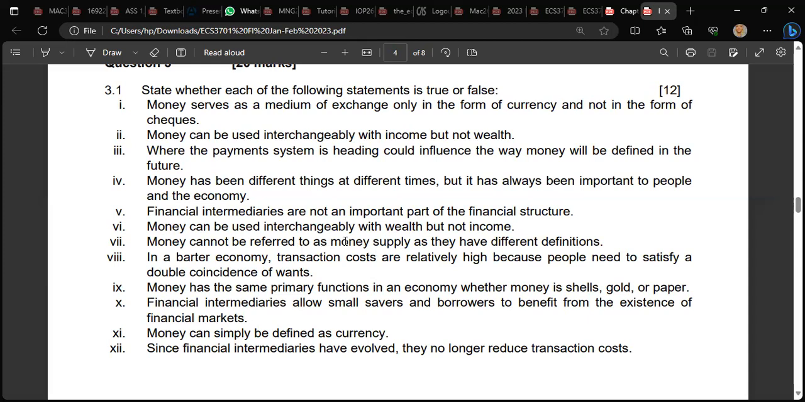Money cannot be referred to as money supply, as they have different definitions. True or false? Let me save you the time on this one. When we talk of money in the context of this module, we are referring to money supply. So it's one definition. So this one is true.